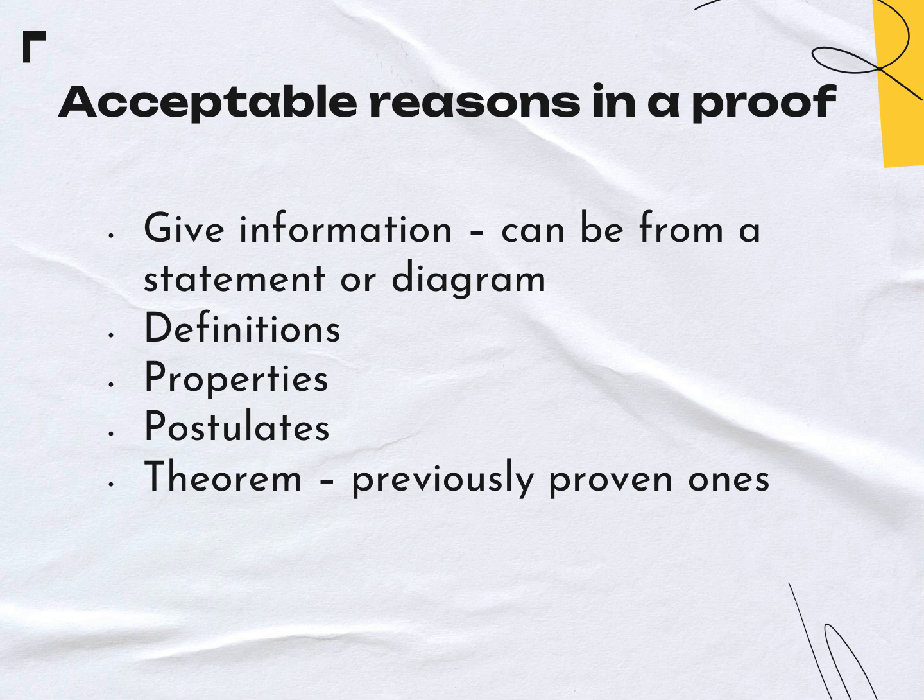Now also, when you're describing your reasons, for example, if you tell me the reason is the definition of vertical angles, you have to specify that you're talking about the definition. Or if you were talking about the vertical angles congruence theorem, then you have to specify that you're referring to the theorem. So if you just put vertical angles and you don't describe which one you're using, you get it wrong. So you have to be very specific in your reasons.